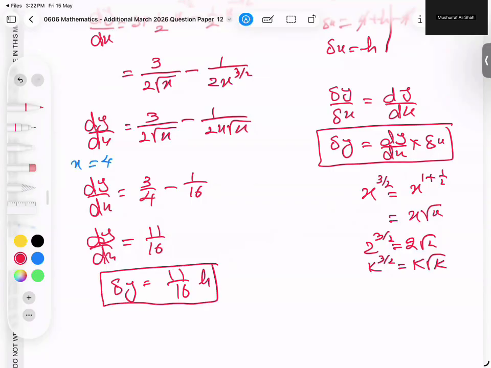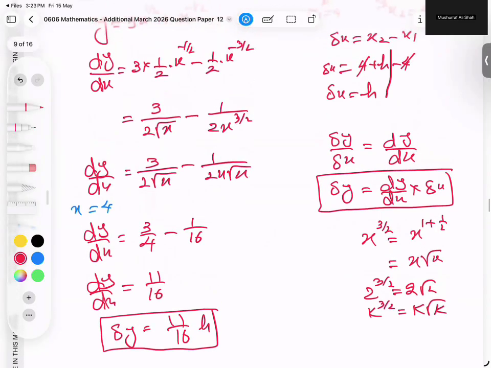So I think the point is very clear. The approximate change in y we have got: this is 11 over 16 times h. And I hope the concept of the question is completely clear.